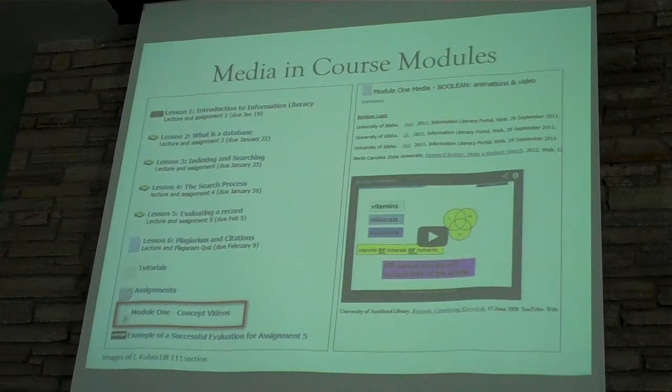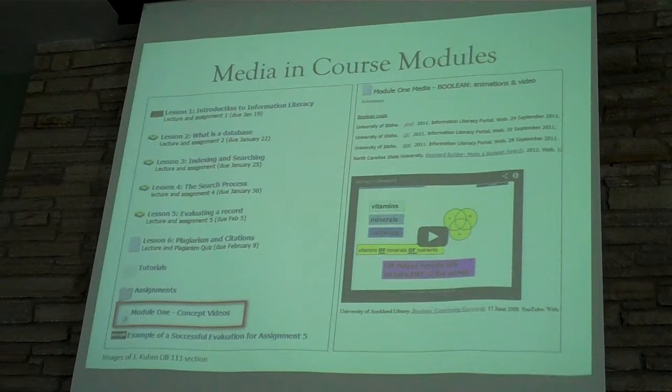And then the librarians got together, and each was assigned different topics, and then they would find media that related to those topics that they thought was good. And we met a few times and reviewed, this one is clear, this one isn't. And then Judy Capurso created, and I have in that box, Module 1 concept videos.